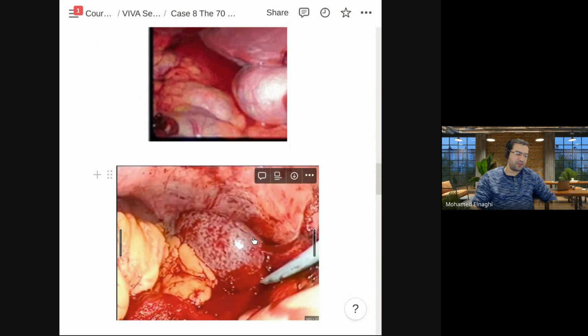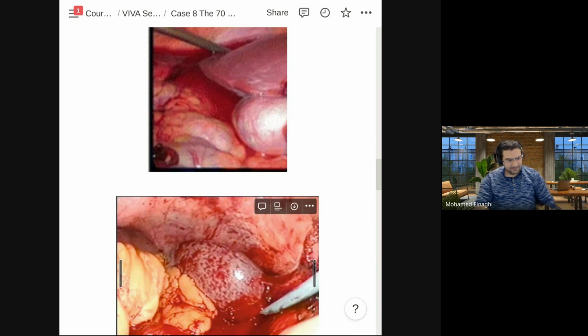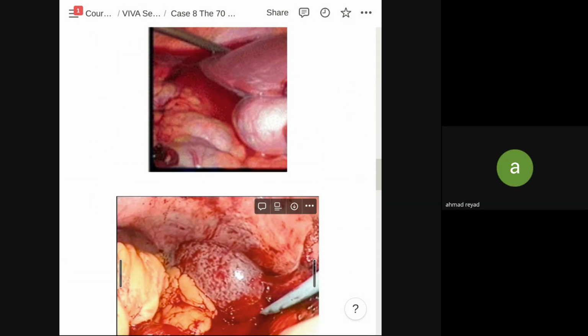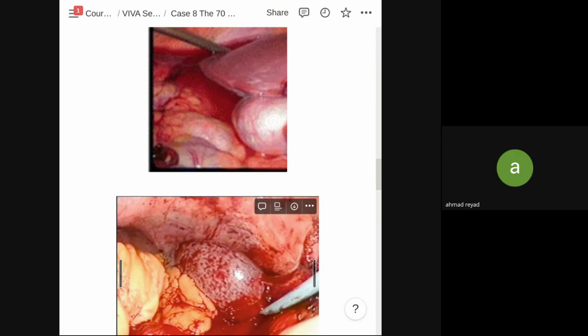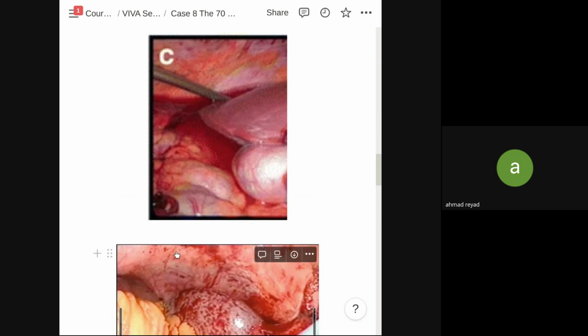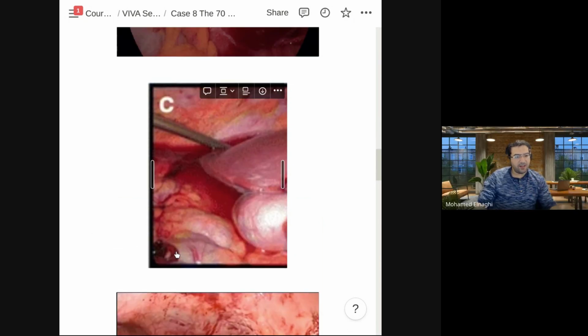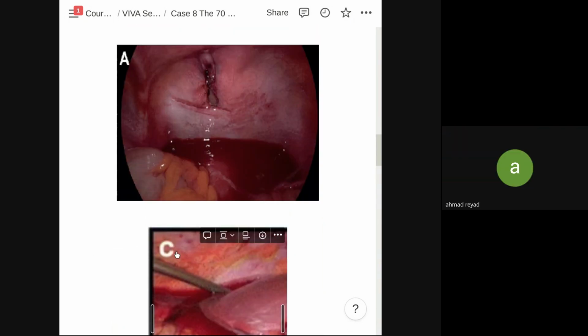What are your thoughts? Well, it's a free fluid deemed to be blood, so hemoperitoneum, but from where? This is not pus, so. Yes, fine. You are asking yourself. And he's a male.